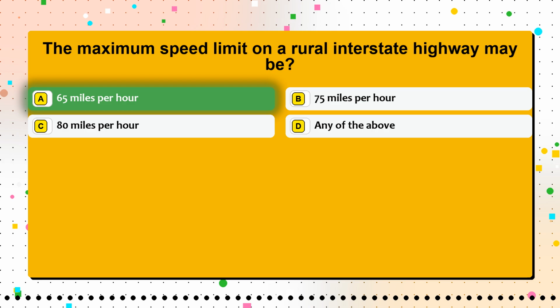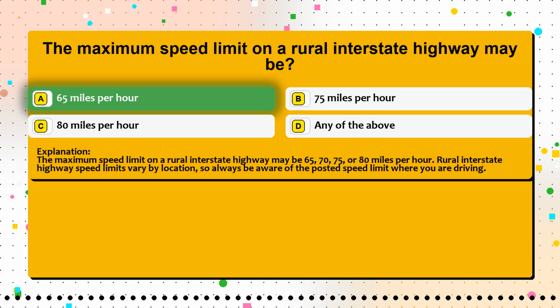The correct answer is option A, 65 miles per hour. The maximum speed limit on a rural interstate highway may be 65, 70, 75, or 80 miles per hour. Rural interstate highway speed limits vary by location, so always be aware of the posted speed limit where you are driving.